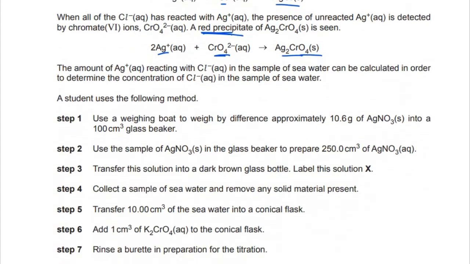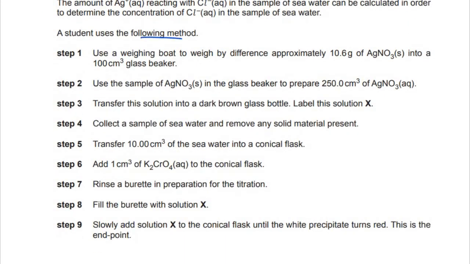So here is the process given where a student uses the following method. Step 1 says use a weighing boat to weigh by difference approximately 10.6 gram of silver nitrate into 100 centimeter cube glass beaker. So what are we doing? We are weighing approximately 10.6 gram of silver nitrate in the weighing boat, and we are passing it into a 100 centimeter cube glass beaker. Use the sample of silver nitrate in the glass beaker to prepare 250 centimeter cube of silver nitrate solution. So we are weighing this much of silver nitrate and dissolving it in water to make a 250 centimeter cube solution. Transfer this solution to a dark brown glass bottle. Label this solution as X.